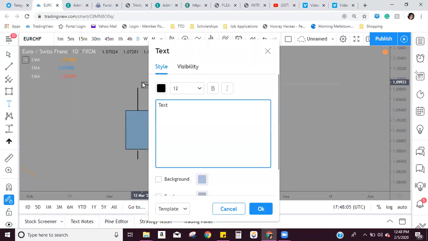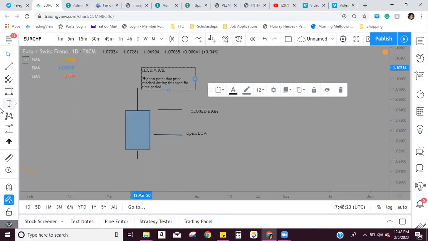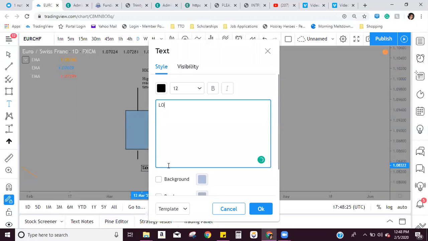This is called your highest wick. This is the highest point that price reached during this specific time period. And then you have your low wick. This is the lowest point that price reached during this time period.